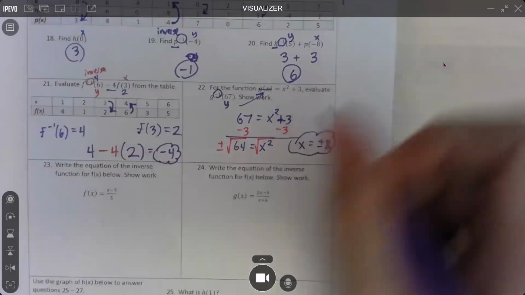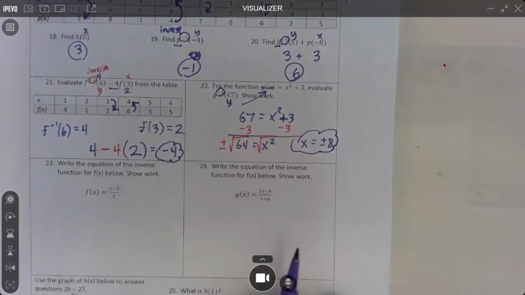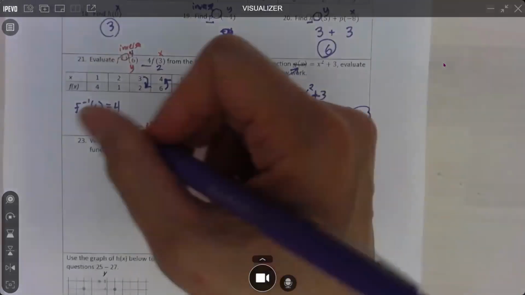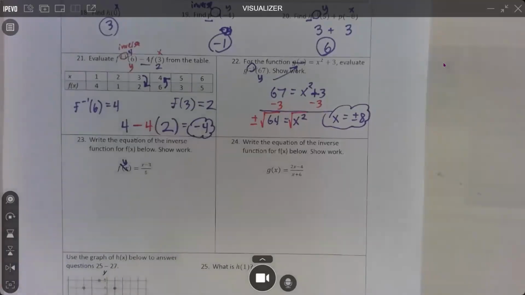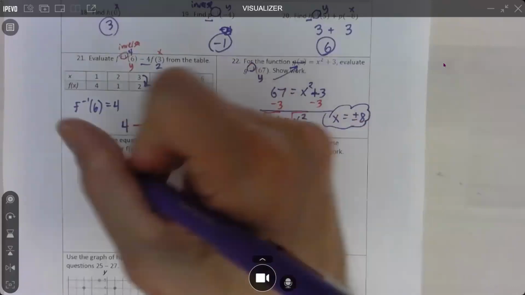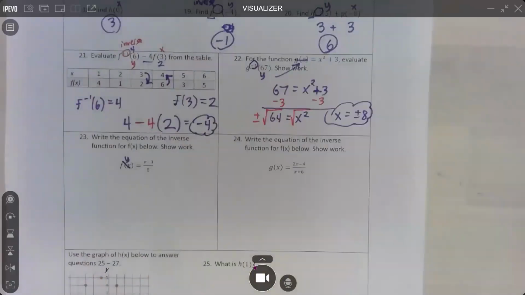All right, 23 is writing an inverse function. There are 4 steps to this. First step is to call the f of x y. So let's go ahead and just cross out the f of x and say y. The next step is to switch the x and y. So step 1, here, let me pause and write the steps out.